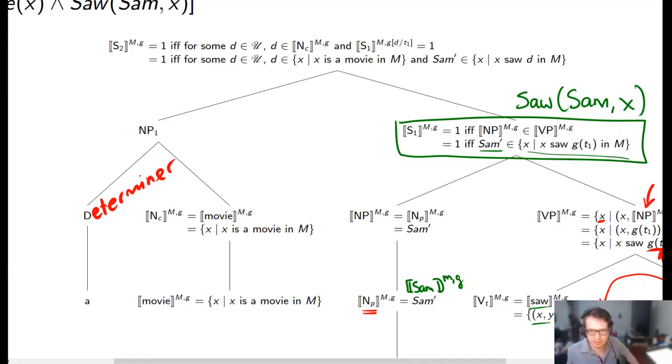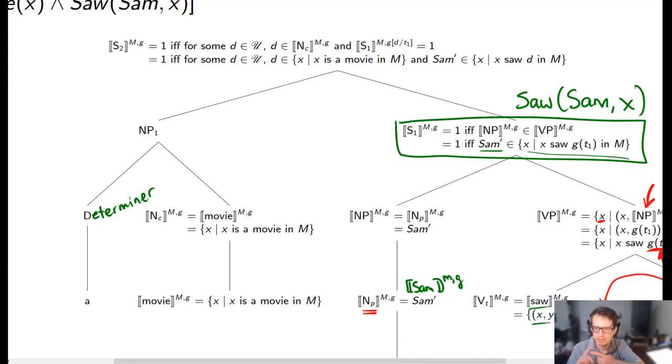In some courses you'll see DET for determiner, but usually you'll just see D. Let me write it in a thinner color. Determiner. So usually you'll just see D.